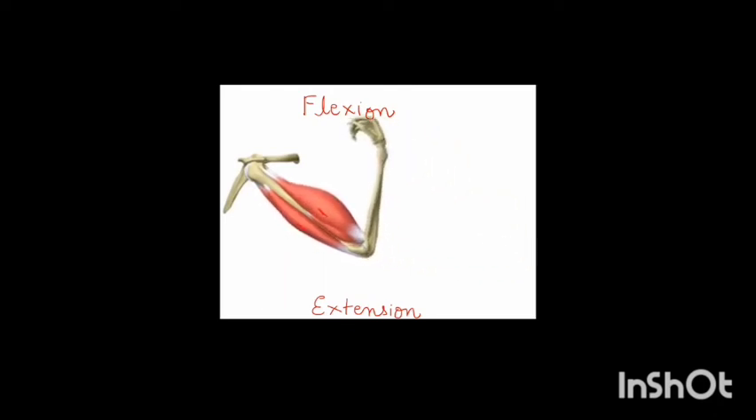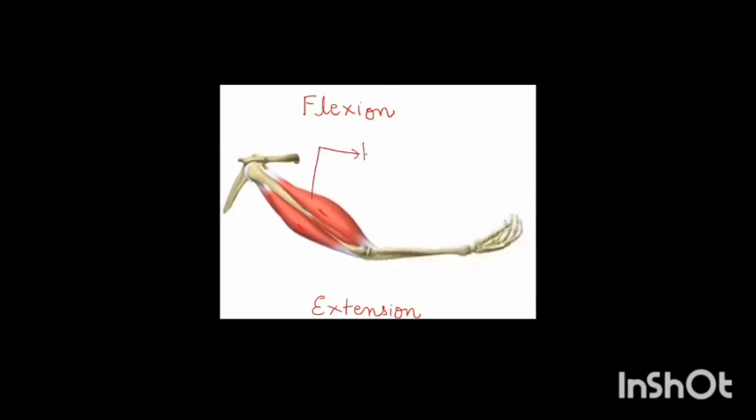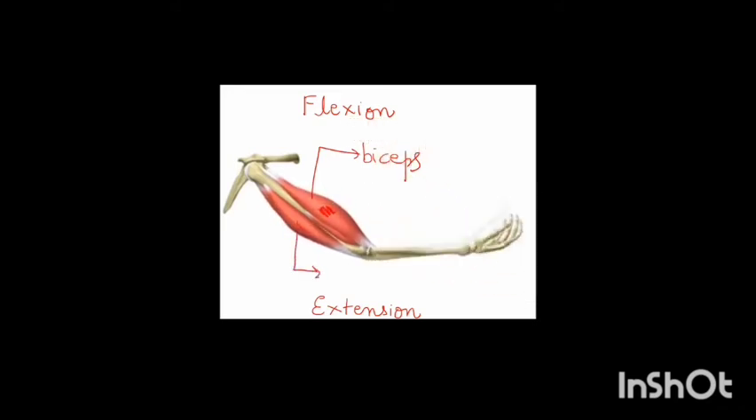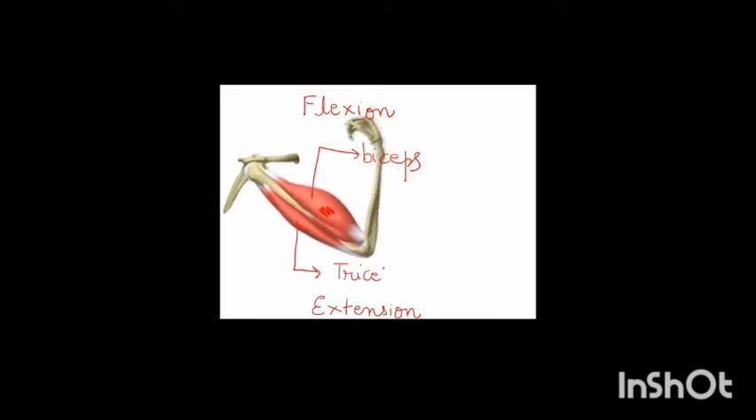So when flexion is happening, the biceps are contracting and the triceps are relaxing. When extension is happening, that is when the hand is going away from the shoulders, the triceps are contracting and biceps are relaxing. So they are working opposite to each other.